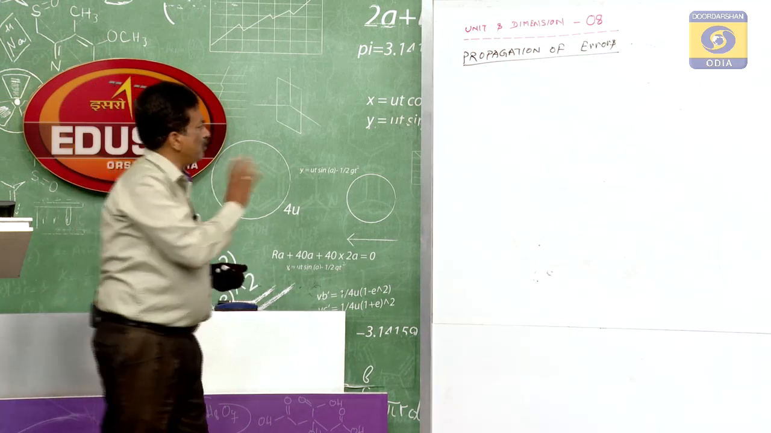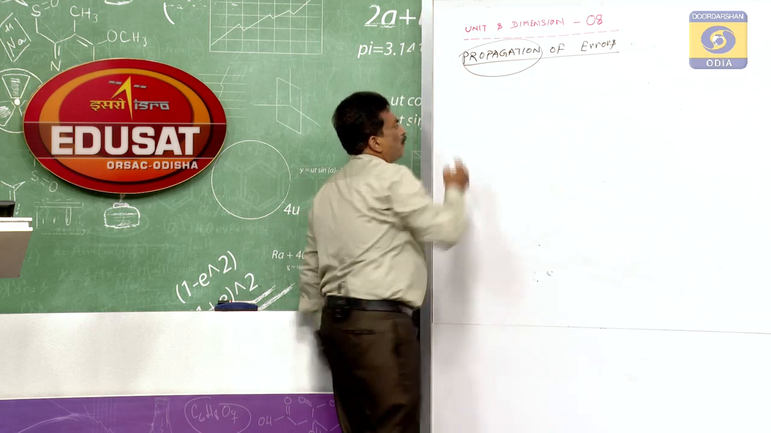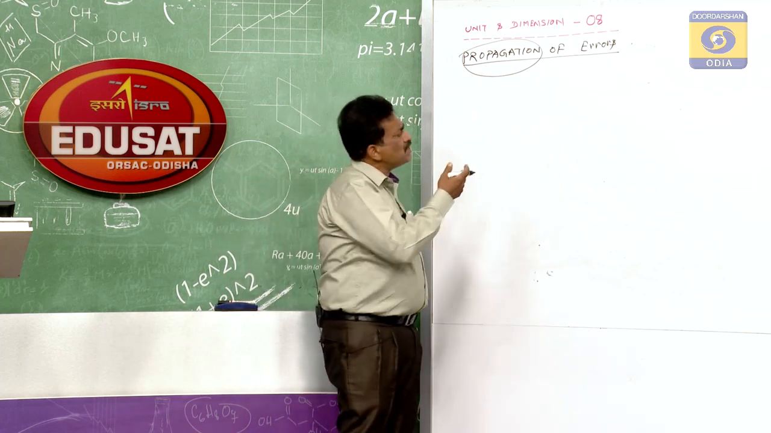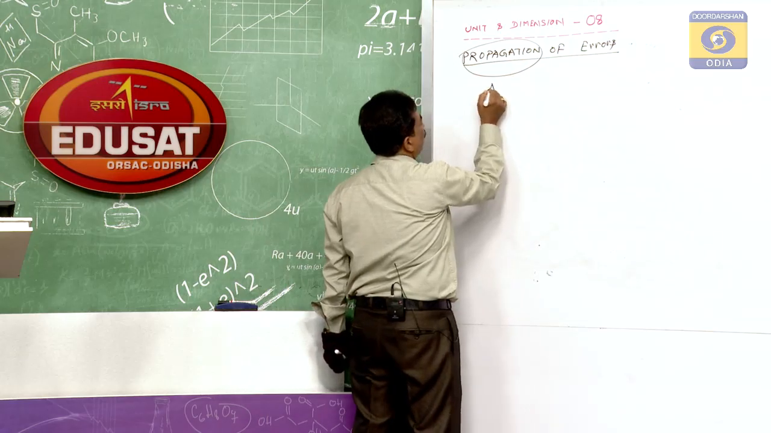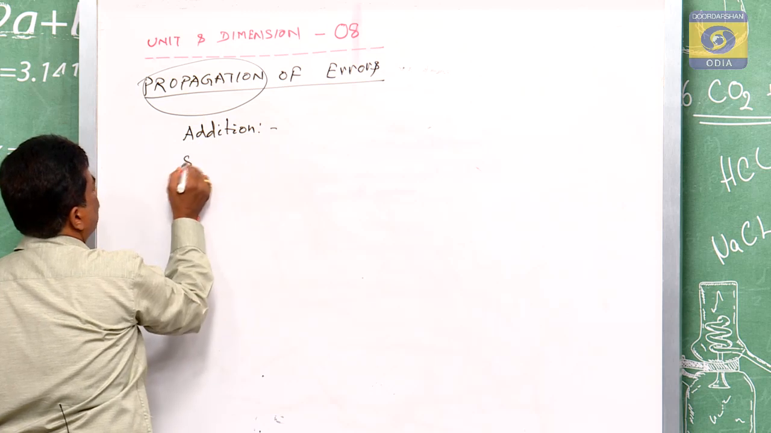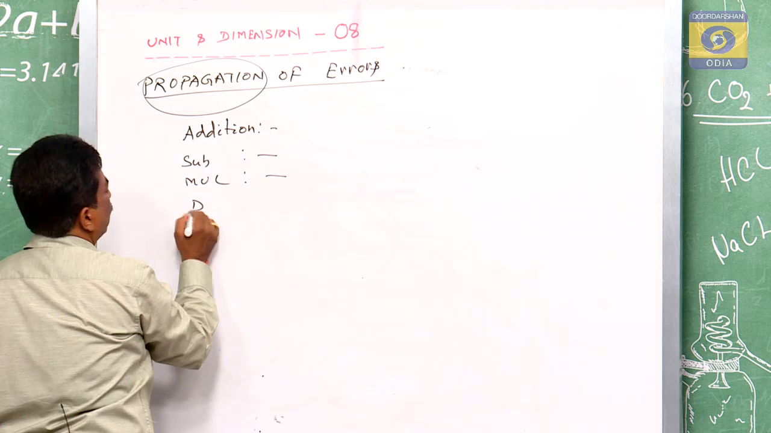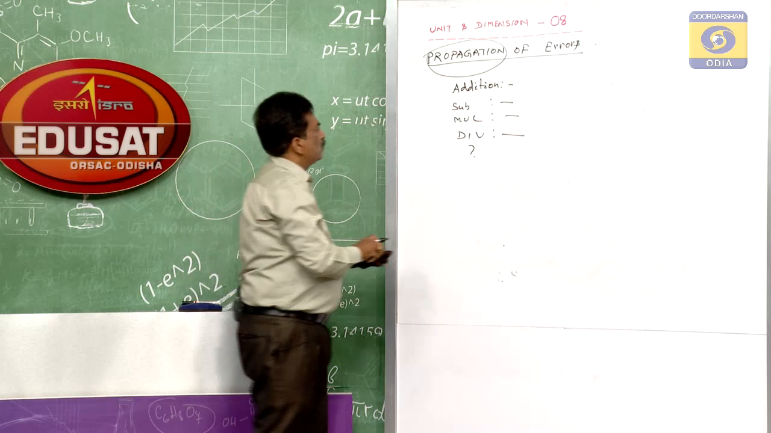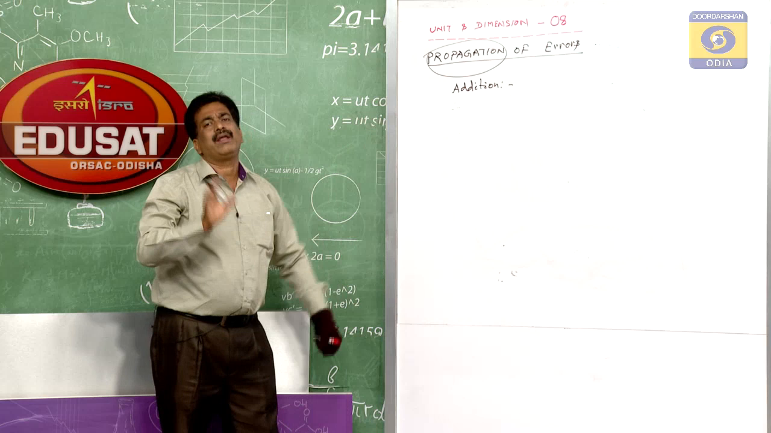In that propagation, what will we discuss? What is the meaning of propagation? Propagation means to go ahead, or in some books you will find that it also means the algebra of the errors. For this propagation you will go for addition, subtraction, multiplication or division, and the fifth one we will discuss later. So, let us first go for the addition of two errors.